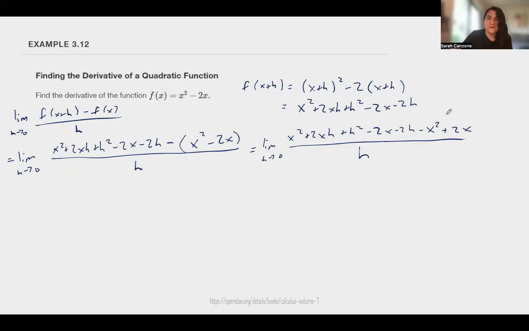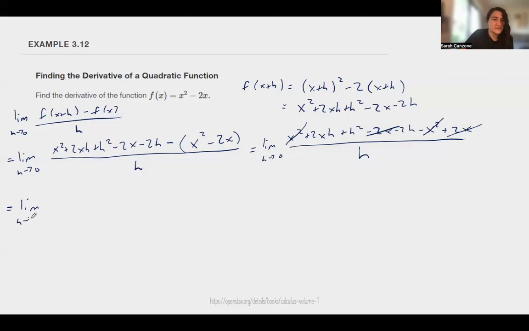So first we see x squared minus x squared. Those two things can go away. 2xh, that's fine. h squared, that's fine. Minus 2x plus 2x, those two things do add to 0. Minus 2h, that's fine. Nothing else goes away. So now let's go ahead and rewrite what we have left.